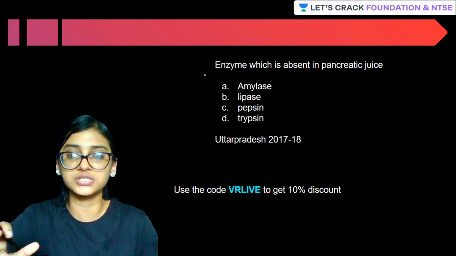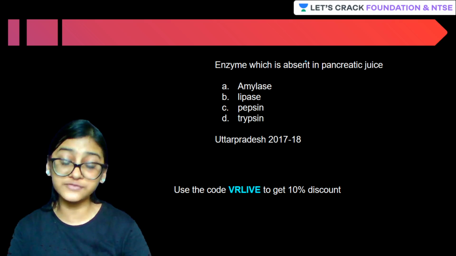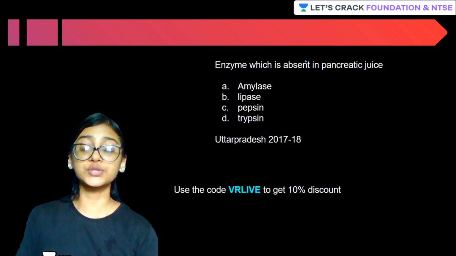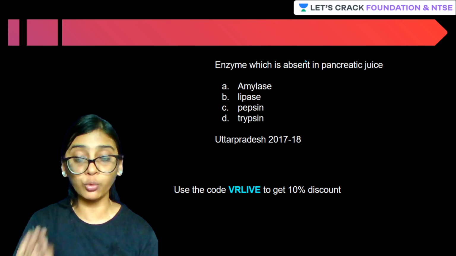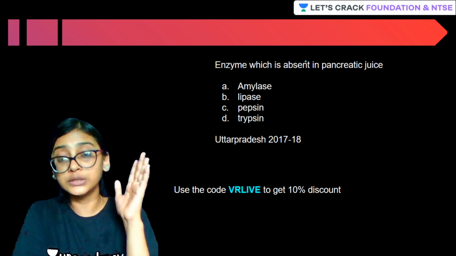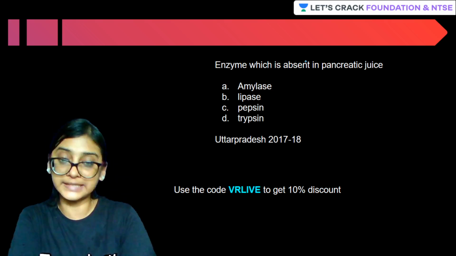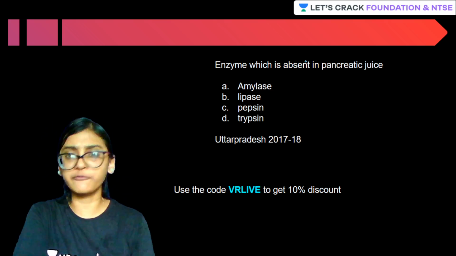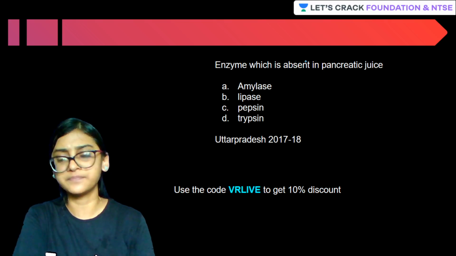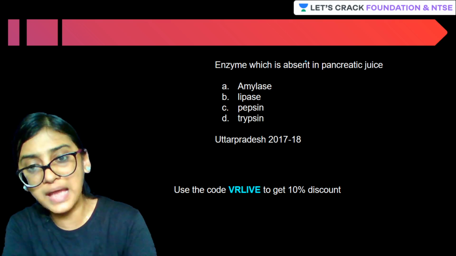And next question. Enzyme which is absent in pancreatic juice. Oh my God, this is from the life process. Students, the life process chapter is not only important for NTSE, but also this time for the board exam. A lot of questions you can expect from life process because many other chapters have been deleted. The evolution part has been deleted, control and coordination deleted. So that's why it is a very important chapter.